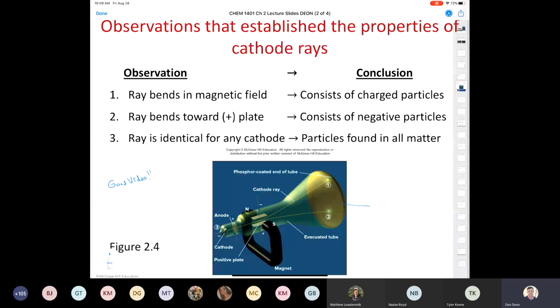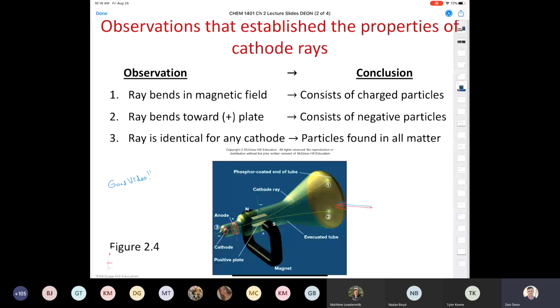So we have a cathode ray tube. It's basically just a big glass tube with most of the air evacuated. It has 2 metal electrodes placed in one end of it, and they hook those electrodes up to a really high voltage source.